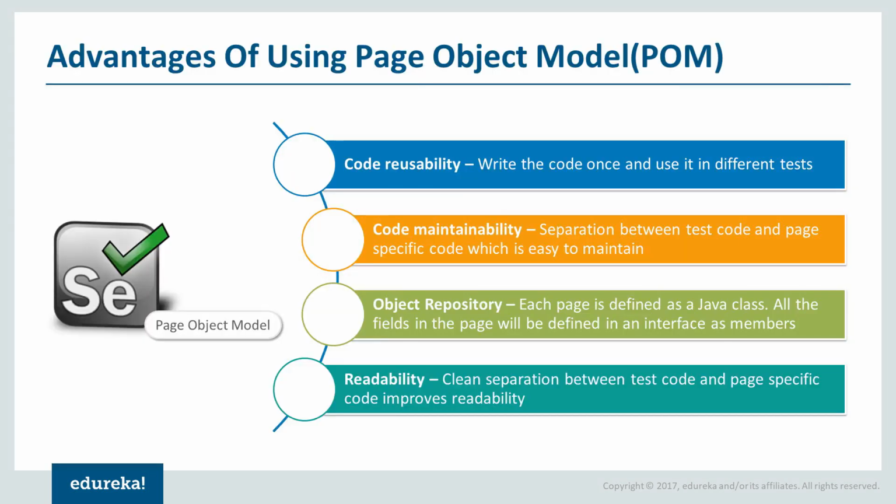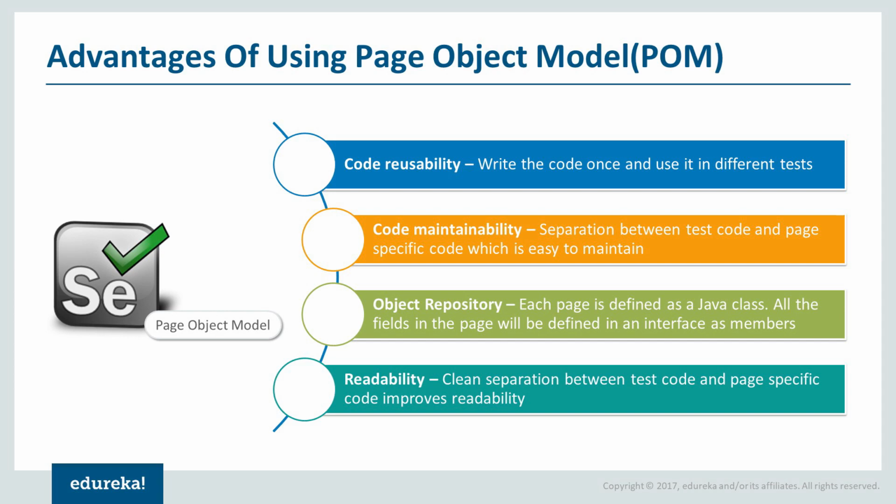All right, so what are the advantages of going through the POM concept? One is your code reusability, one is the code maintainability, and your object repository and readability, right? We saw how to use it, right? So we can maintain the code. How? If something changes in your login page later, all you have to do is go to that login page and just make the changes on that particular page. So that is how we are going to work.